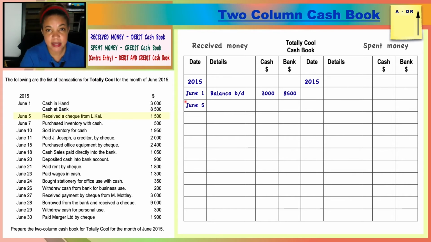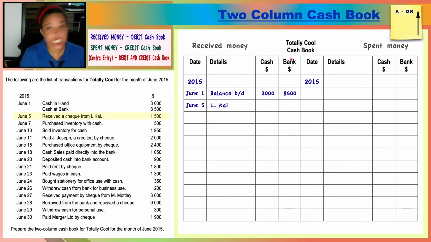Simply put the date, June 5th. Who did you receive it from? El Kai is the account. So El Kai account, all you have to put is the name of the account. You don't have to put any sentences. We don't do that in accounts. You have noticed we don't use paragraphs at all. We deal with ledger accounts. So El Kai, and what did we receive?